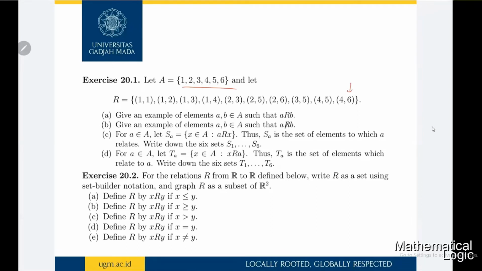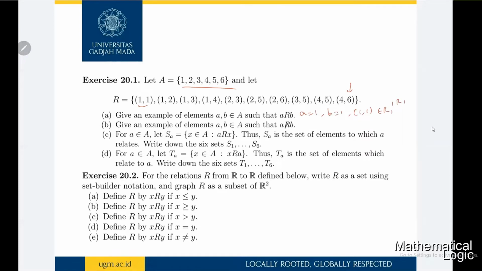So we want to give an example of elements a and b in A such that a is related to b. So this one should be easy. Why? Because for example, we take a equal to 1, and then b equal to 1, and we know that (1,1) is in R, right? So we have here 1 is related to 1.